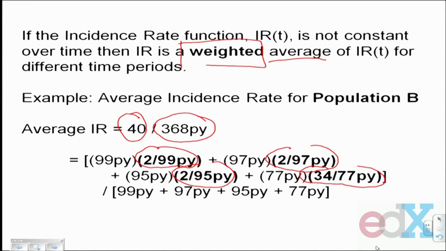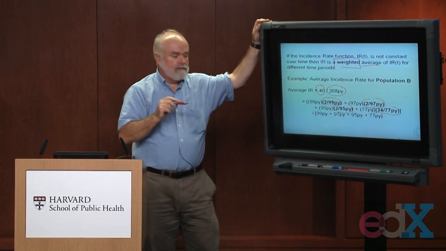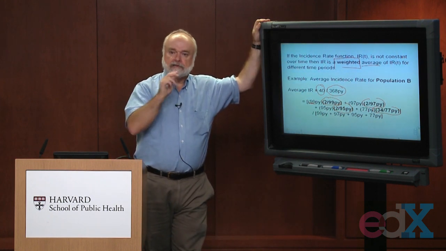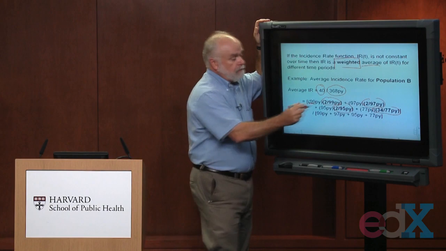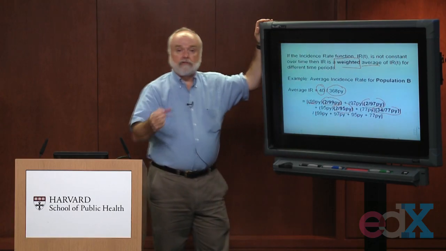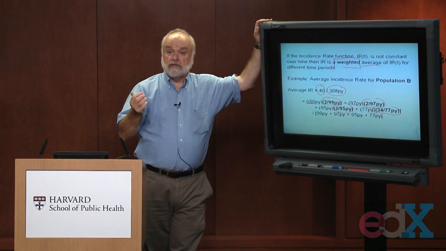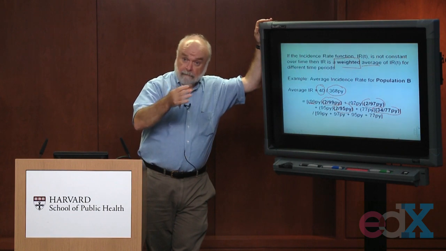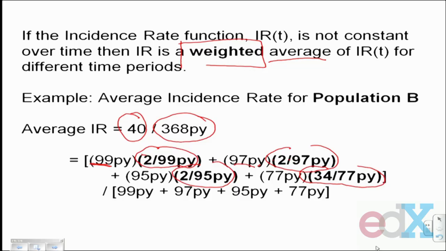So I'll take the first incidence rate, which was 2 cases for 99 person years of observation, and multiply it by 99 person years, weighting it by the total number of person years that went into that calculation. Do the same thing for the 2nd year. The incidence rate was 2 cases out of 97 person years of follow-up. Weight that by the 97 person years. Do that for the 3rd and 4th and add those together. That's a weighted summation. Each incidence rate is being weighted by a number, the total amount of person time that went into that calculation. And then divide that entire quantity by the sum of the weights. That's what a weighted average is. And you'll get the same number, 40 divided by 368 person years.